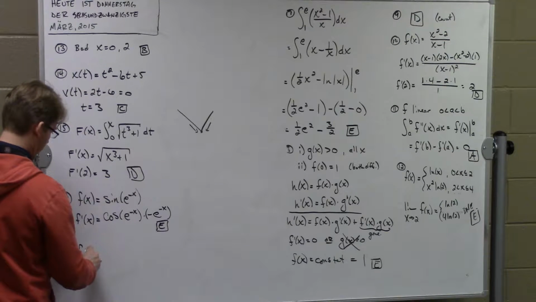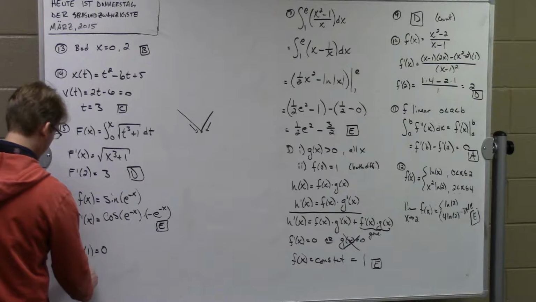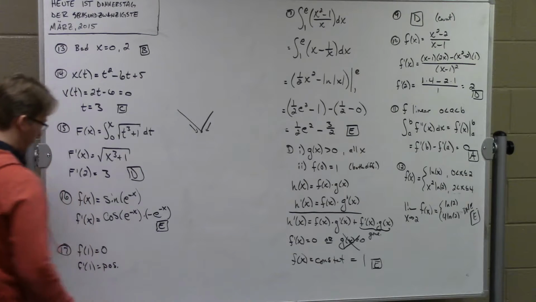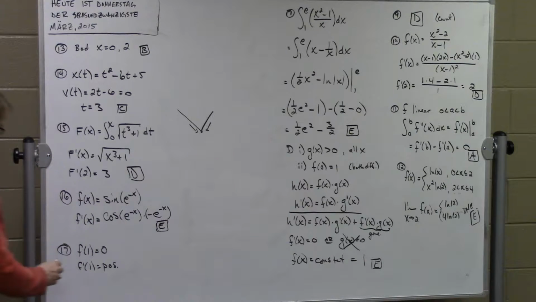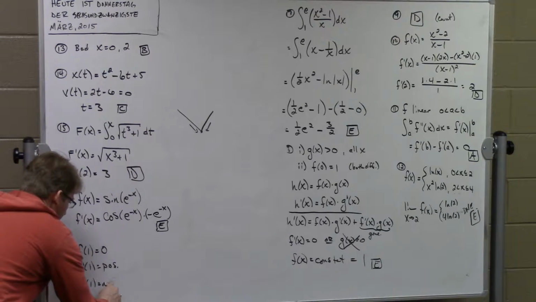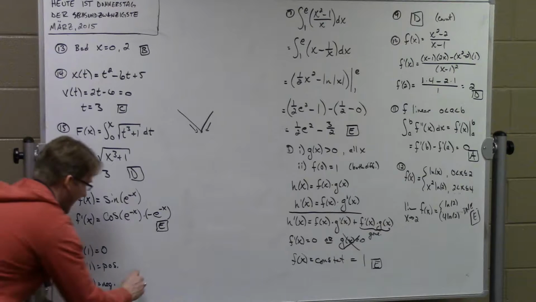F of 1 is 0. F prime of 1 is positive. F double prime is negative because it's concave down. F double prime of 1 is negative because it's concave down. And so E is your answer. No, it's double prime, not single prime, so D.